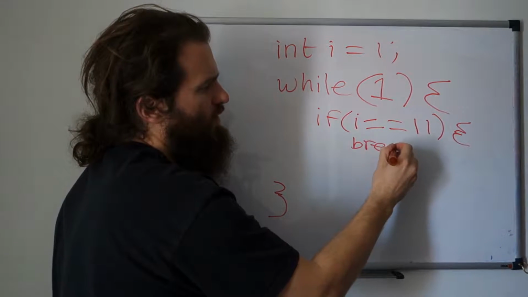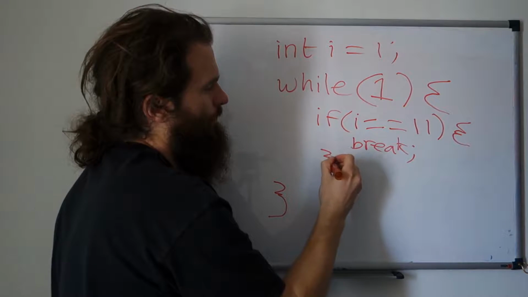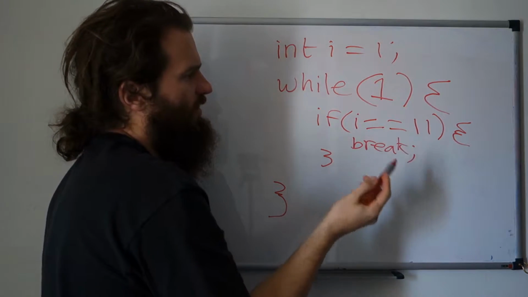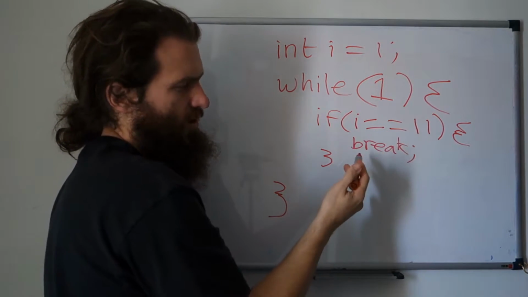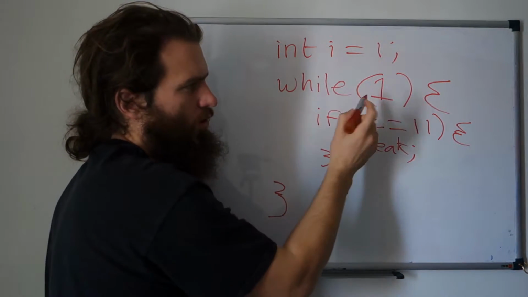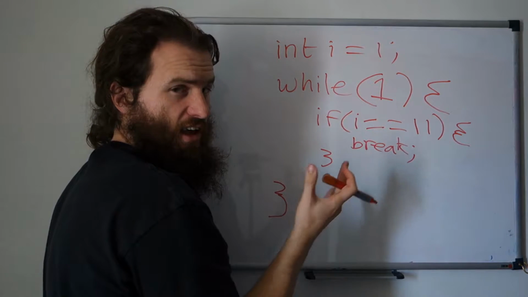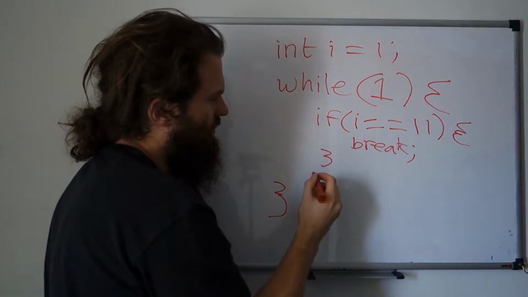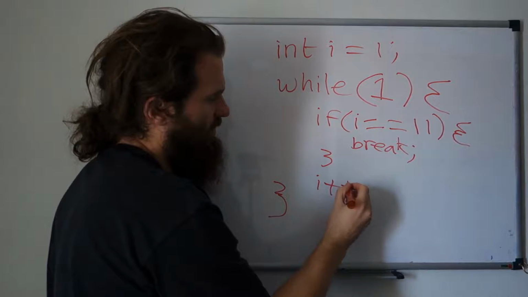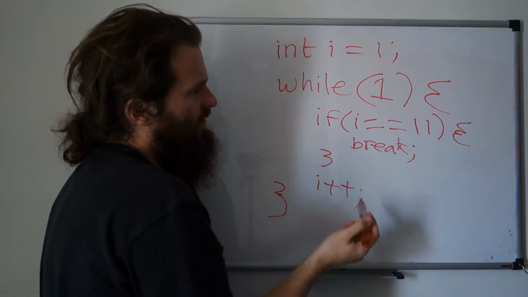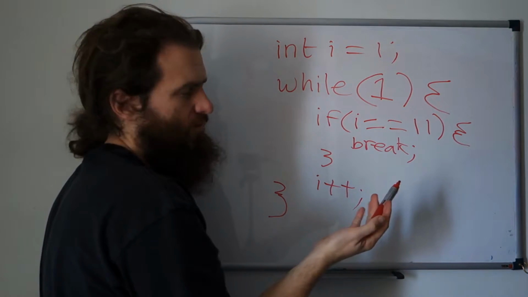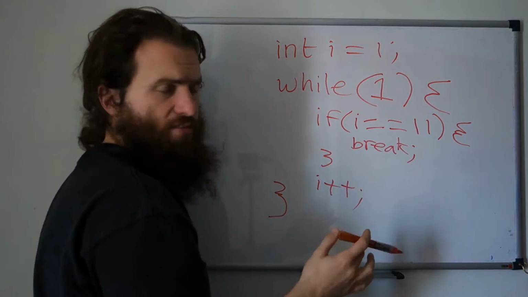and then we use this special keyword break. And what that does is, if i equals 11, then we break. That means we break out of the while loop, and we've exited the while loop. And then we could have our i++ down here. So this would again loop 10 times, but it does it in a slightly different way.